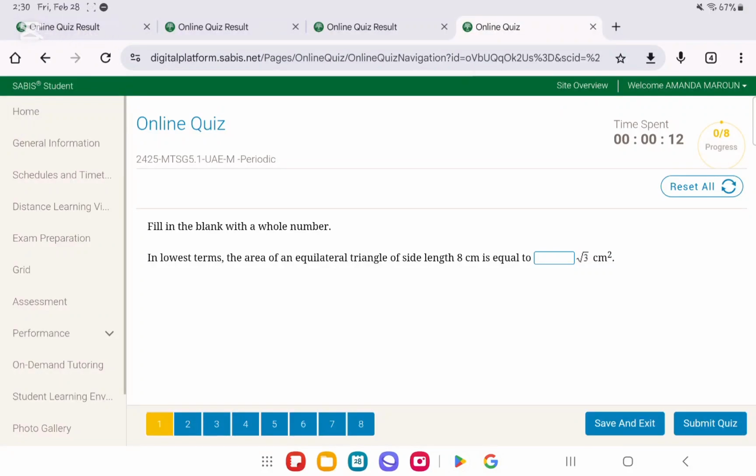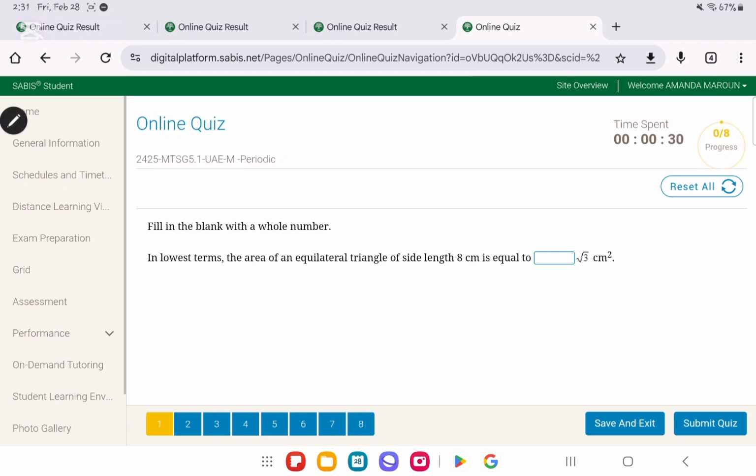So today I'll be explaining the math course practice of geometry section 5.1. Okay, so let us start with the first question. In lowest terms, the area of an equilateral triangle of side length 8 centimeters is equal to.